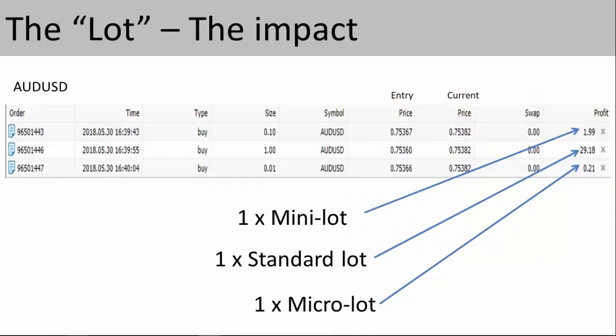Here are 3 sample trades we opened almost at exactly the same time, a few seconds apart. The top one is 1 mini lot, as you'll see, in the Aussie dollar US dollar. You'll also see that the profit on this for the movement is $1.99. The second row is a standard lot, again in the Aussie dollar US dollar, opened within a few seconds. For exactly the same pip movement, we've got a profit of $29.18. The bottom one is a micro lot, again in exactly the same currency, opened within seconds of the previous, and this micro lot has a profit of 21 cents. So you'll see the impact that position size has, even with the same pip movement.